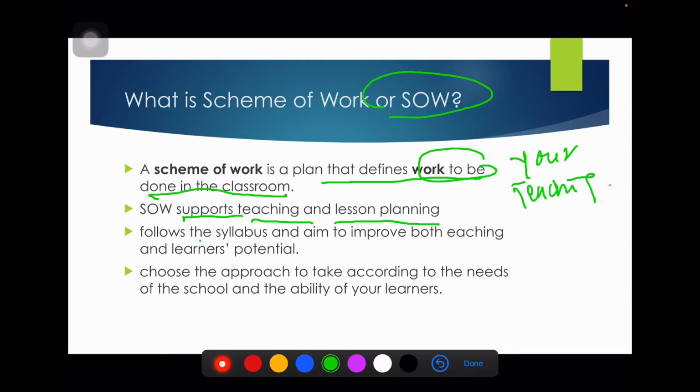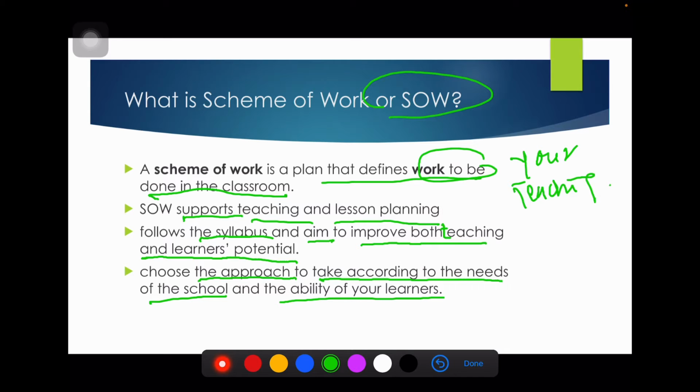So you need to follow the syllabus and the aim in the syllabus to improve both teaching and learners' potential. You will have to choose the approach that you want to use, teaching strategies and learning theories, according to the needs of the school and the ability of your learners.